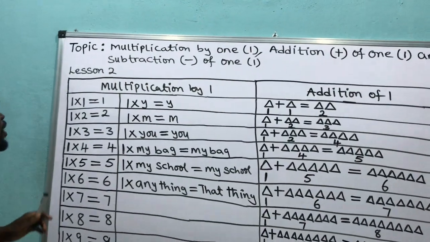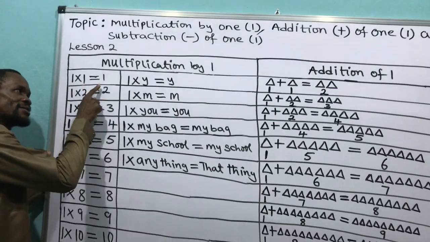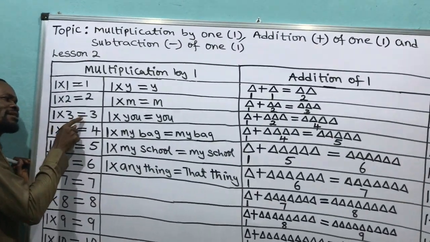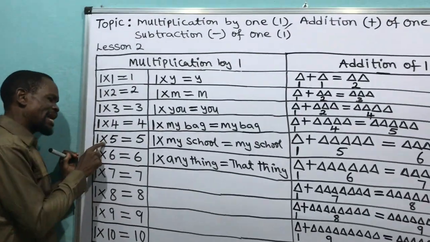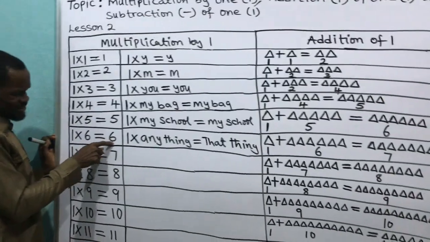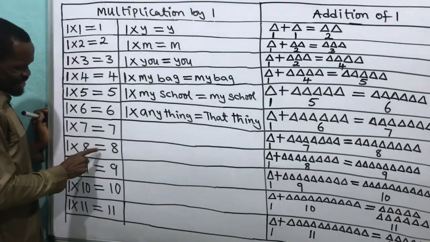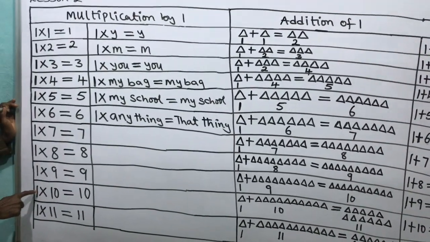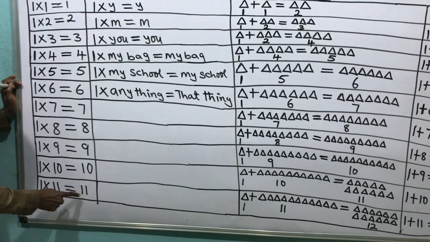Lesson 2. Well, look at here. We say multiplication by one. One times one is one. One times two is two. One times three is three. One times four, the answer is four. One times five, the answer is five. One times six, the answer is six. One times seven, the answer is seven. One times eight, the answer is eight. One times nine, the answer is nine. One times ten, the answer is ten. One times 11, the answer is 11.